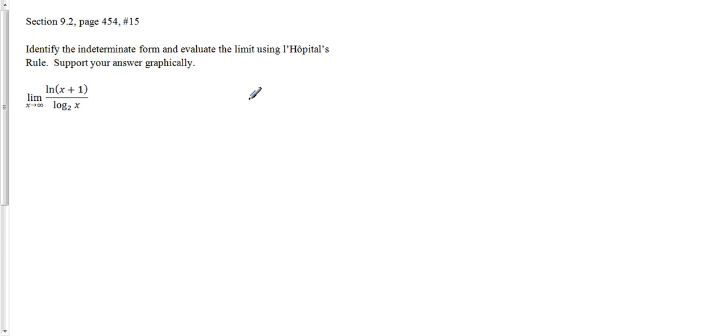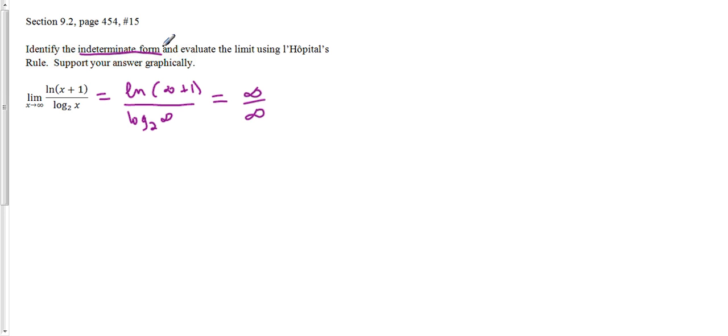So we've been talking about a number of ways that we can evaluate limits, and the first thing to do is always to graph. Well, the graphing is a little tricky here, so we're going to talk about that at the end. And the second thing that we do is substitute in. So let's just substitute in here. Every place that I see an x, I'm going to put in infinity. So I'm going to have the natural log of infinity plus 1 divided by the log base 2 of infinity. And that's going to give me infinity over infinity. So that's the indeterminate form that I have.